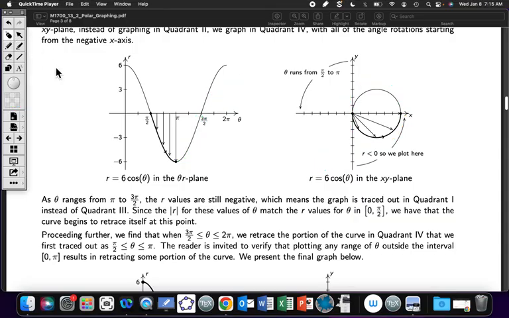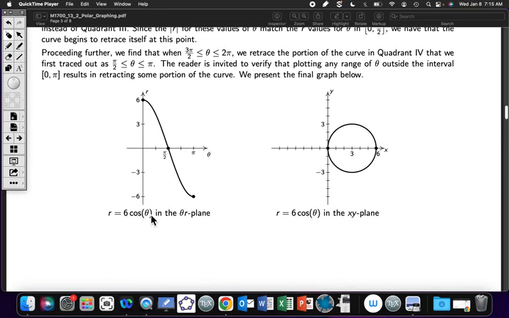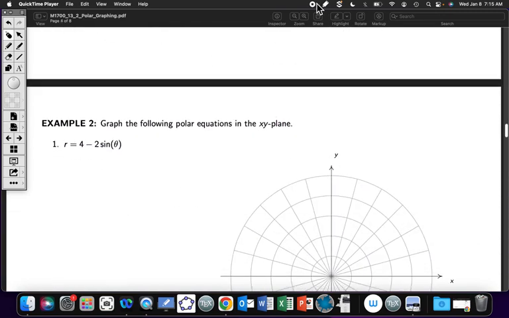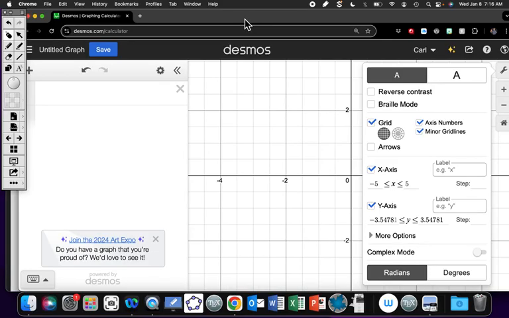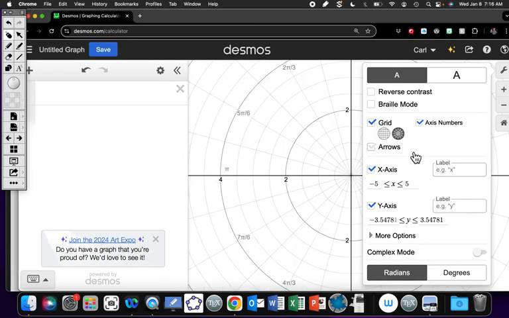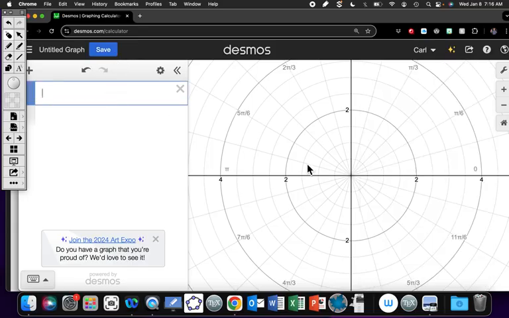So even though the frequency of this cosine is 1, I sweep out the entire graph in the xy plane in half the time, right? Instead of going from 0 to 2 pi, it's just 0 to pi, and that sweeps it out just once, okay? So that's how I like to go through these. I think last time we mentioned Desmos can handle this. You can actually have your grid look like x and y or r and theta. So there's your polar graph, and you can actually do this here: r equals 6 cosine theta.